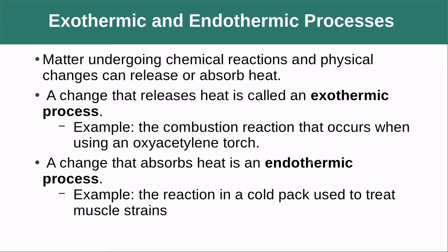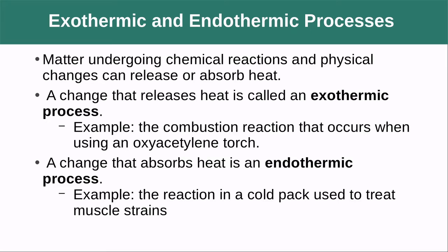Matter undergoing chemical reactions and physical changes can release or absorb heat. A change that releases heat is called an exothermic process. An example of that is a combustion reaction that occurs when using an acetylene torch. So anytime you have fire, that's an exothermic reaction. Lots of heat is coming off. But a change that absorbs heat is an endothermic process.